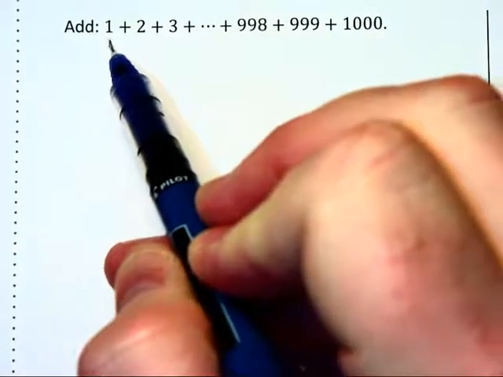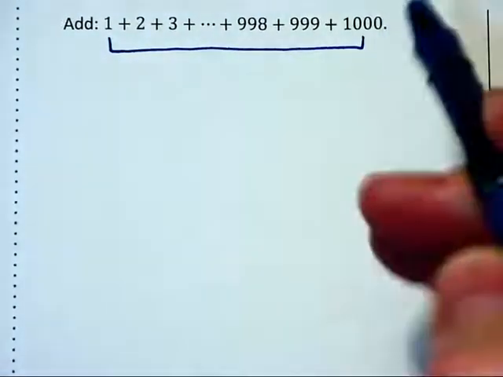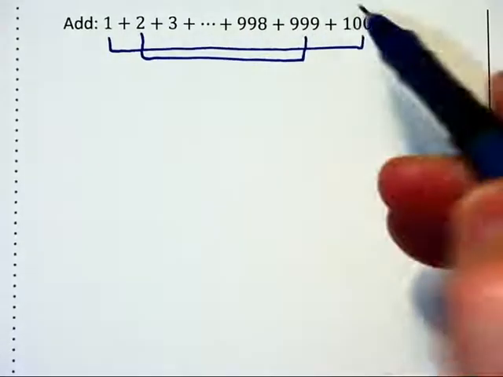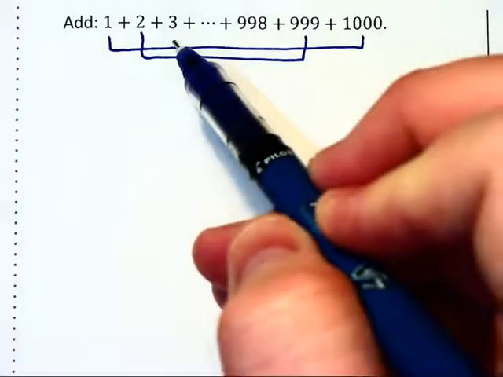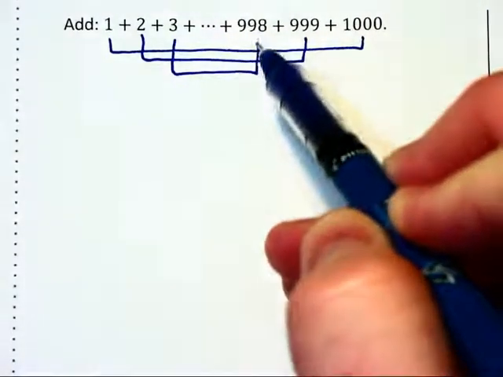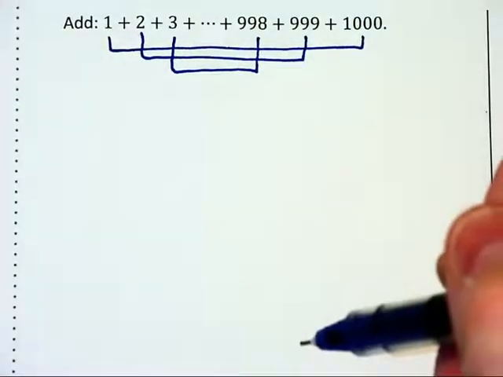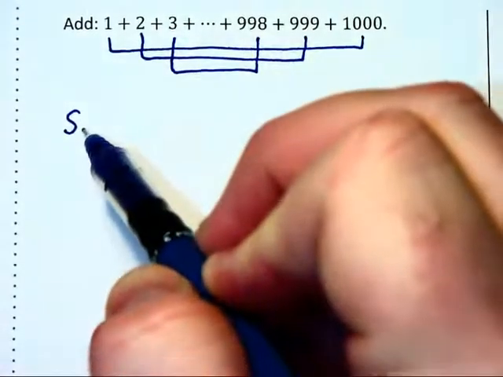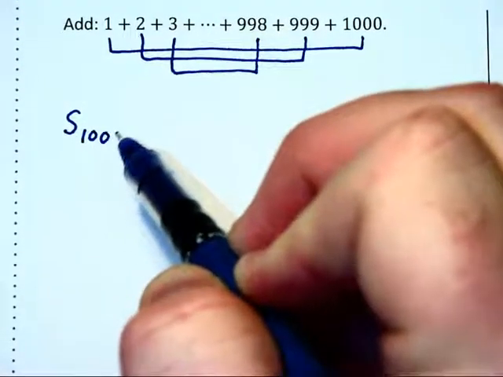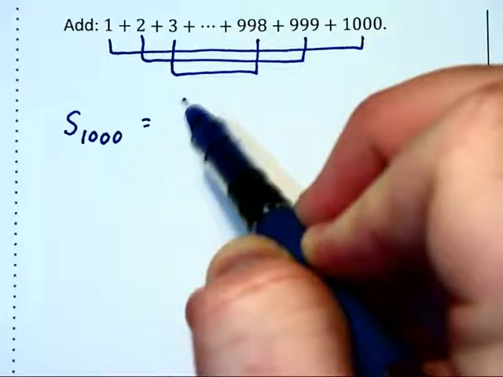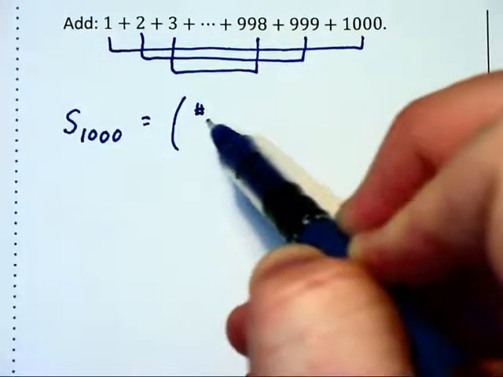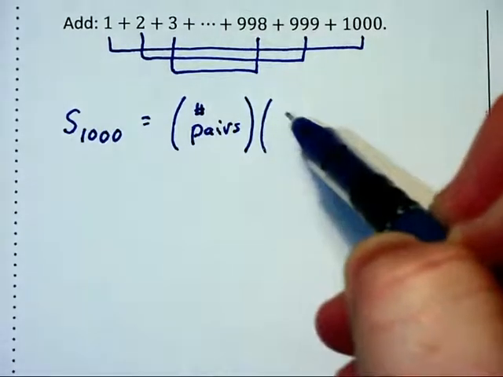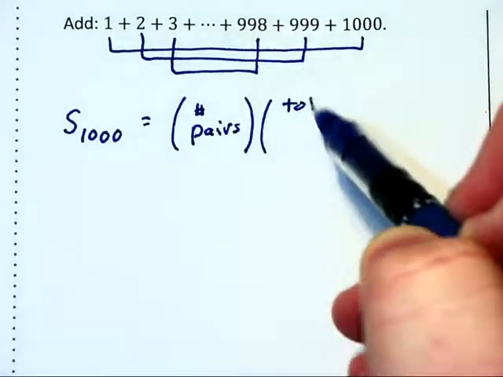If you look at the sum of 1 and 1,000, you have 1,001. If you have 2 and 999 added together, you also have 1,001. The same is true of 3 and 998. So we can look at it in the following ways. The sum of the first 1,000 terms is equal to the number of pairs multiplied by the total from each pair.